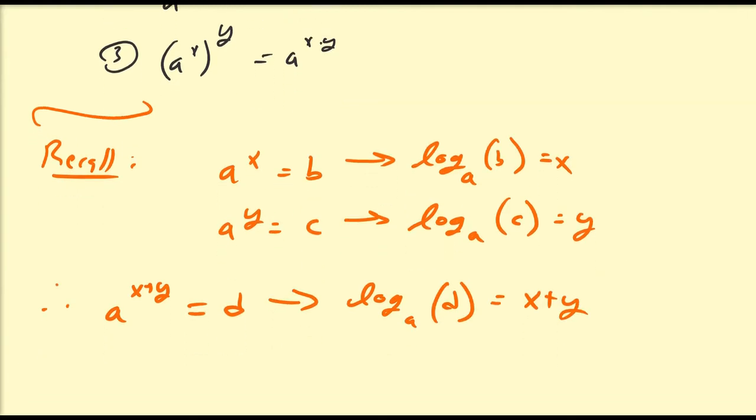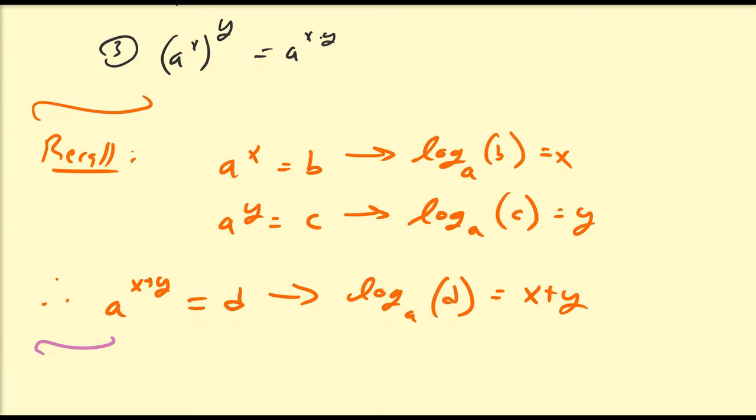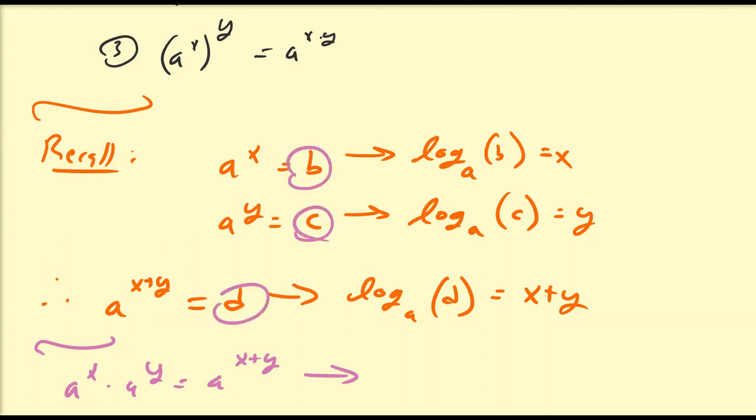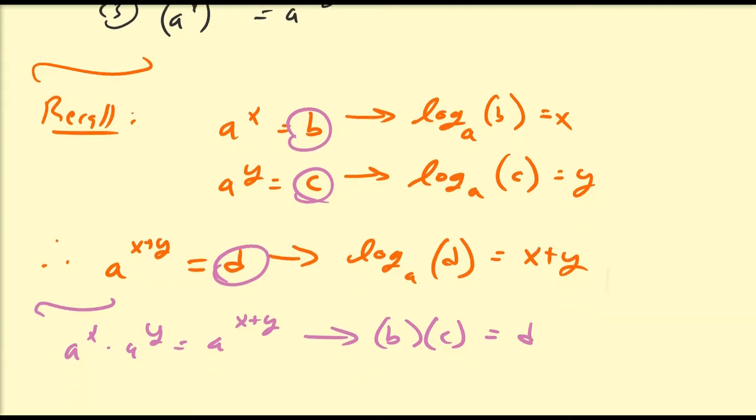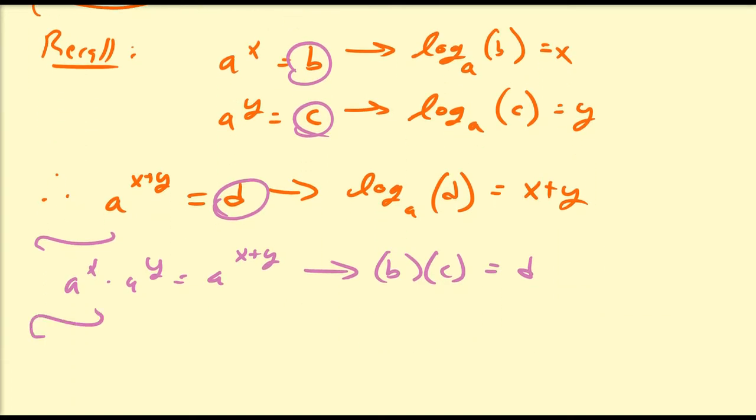So remember that a to the x times a to the y is the same thing as a to the power of x plus y, right? So this is equivalent to saying what? Well, a to the x is b, a to the y is c, and a to the x plus y is equal to d, right? So this is pretty much the same thing as saying b times c is equal to d in terms of these expressions that we have above, right? So let's just keep that in the back of our mind just temporarily.